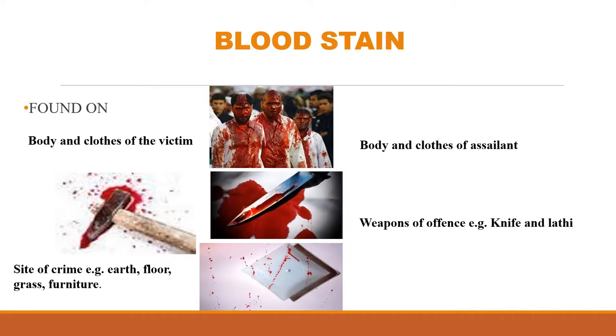Here is this slide where the blood stain is mentioned. You will find that blood stains occur in medico-legal cases, especially on the body and the clothes of the victim and assailant, at the site of the crime, that is the earth, floor, grass, furniture, and on the weapon of assault or offense, like a knife, axe, and maybe firearm weapons. Next.